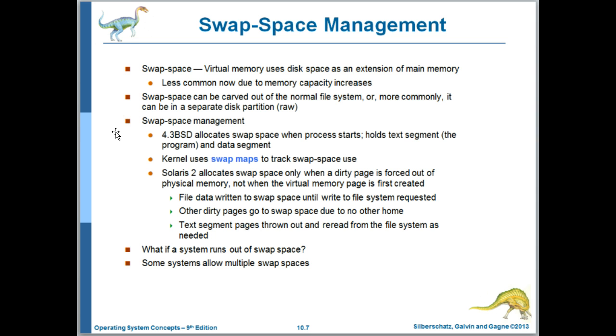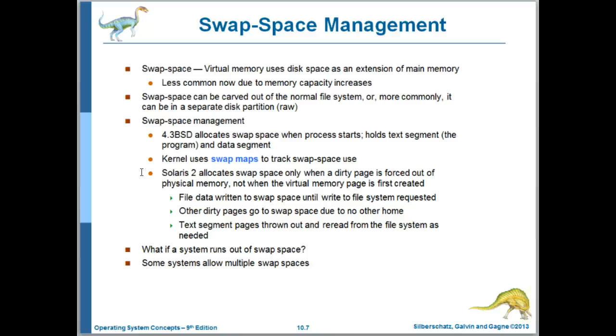One of the decisions that has to be made when designing a swap space subsystem is when to back up processes' pages to the swap device. Here we can see 4.3 BSD allocates the swap space and stores the text segment and the data segment when the process starts. In some sense, it might be most efficient to not allocate swap space until it's needed.